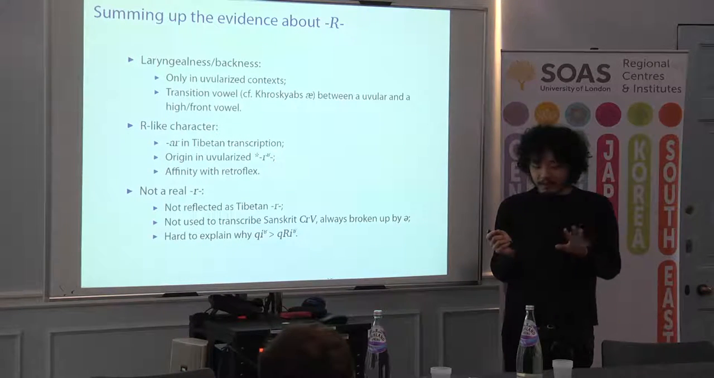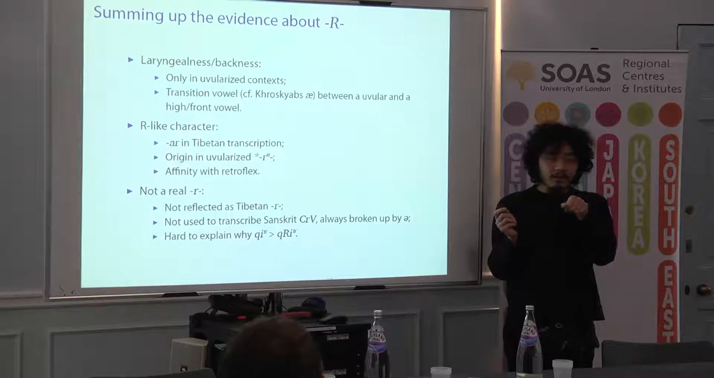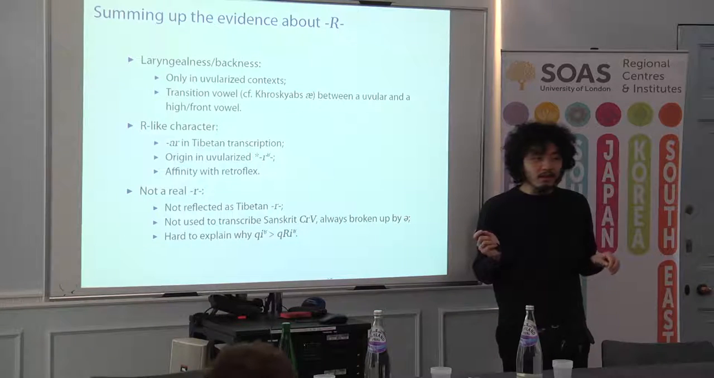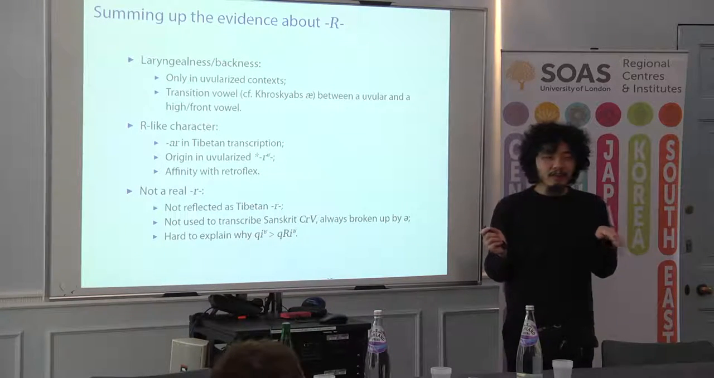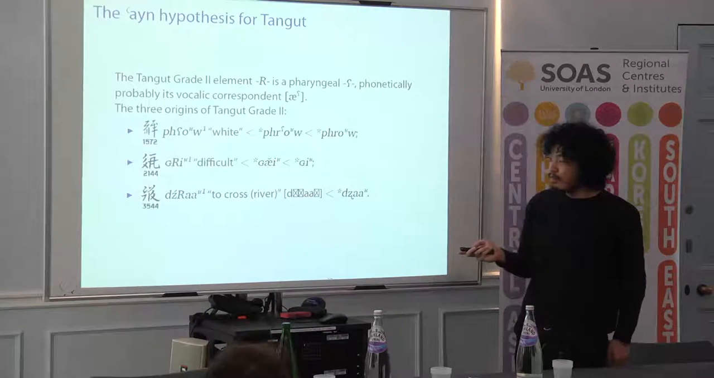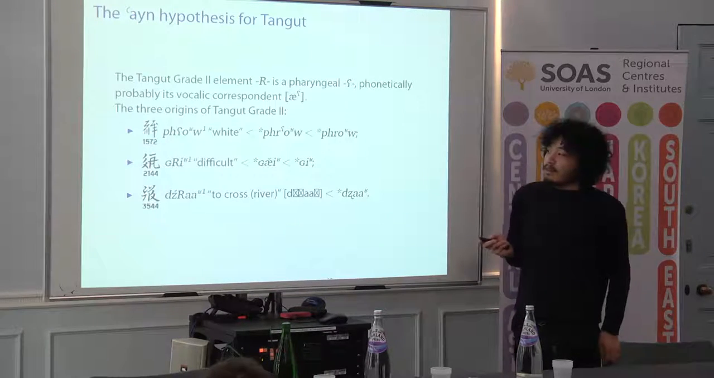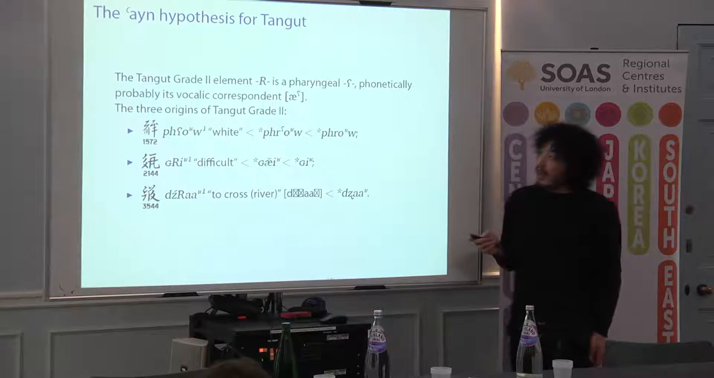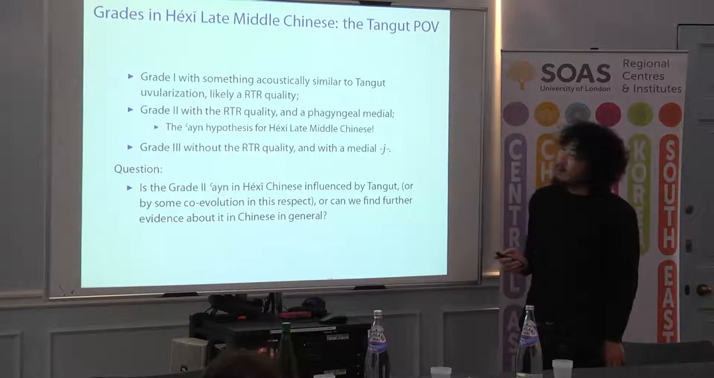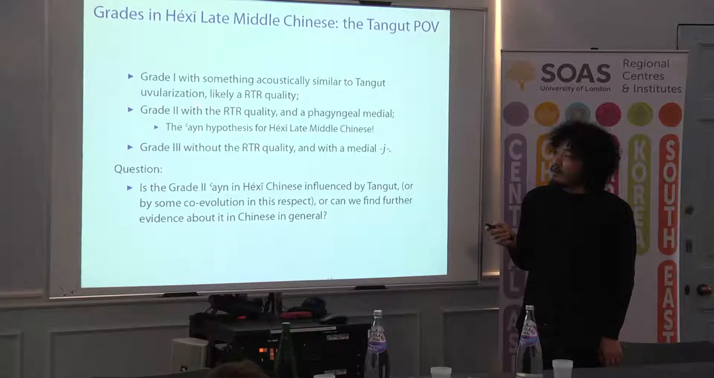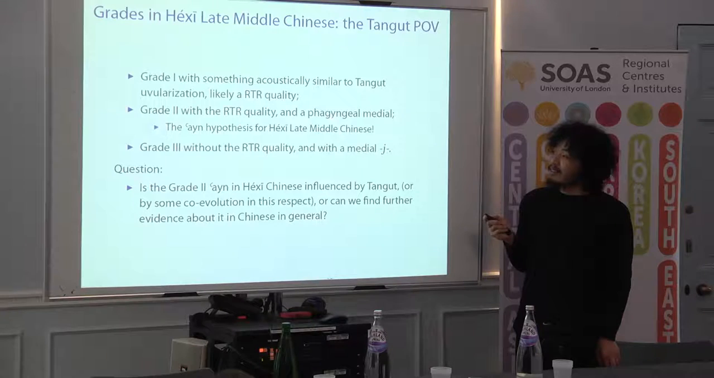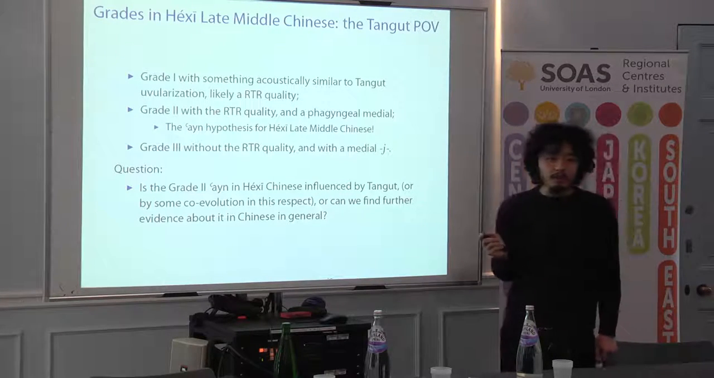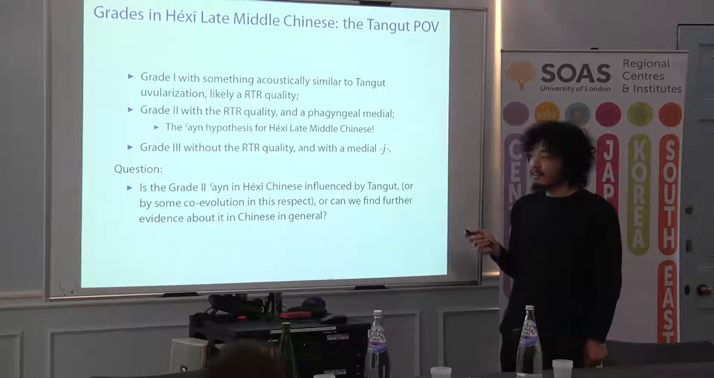We find everywhere this kind of affinity between rhoticness and pharyngeal constriction. For example, in the Chinese transcription of Arabic, if you have an Ain, then it's rendered with one of the rhotic vowels in Chinese. And that's my current theory about the grade two in Tangut. And let's just project it back to Hexi late middle Chinese. Well, it means that a grade two has some kind of RTR quality and it has a pharyngeal medium. So my hypothesis is that the Ain hypothesis is not only true for Tangut, but it also works at least for Hexi late middle Chinese.